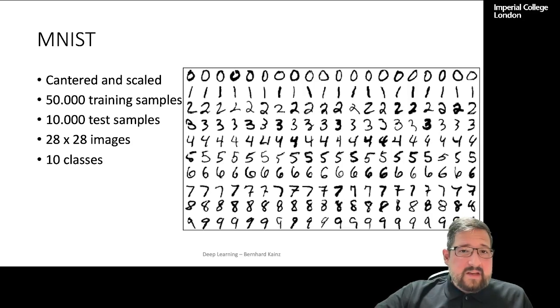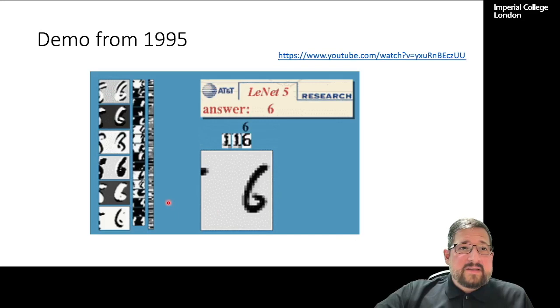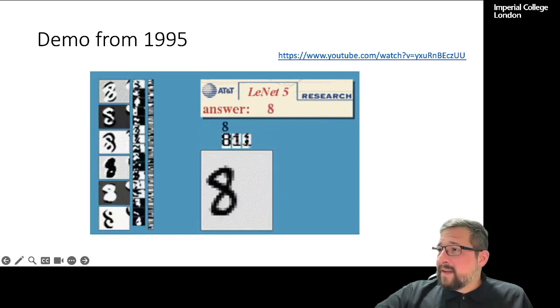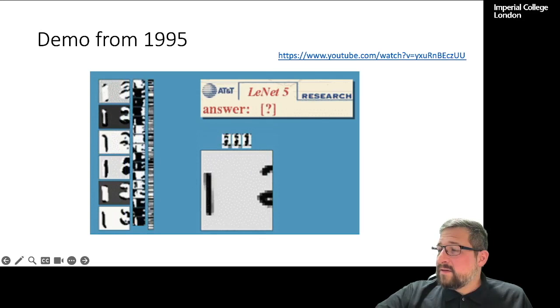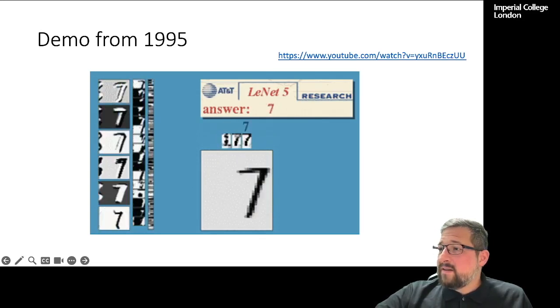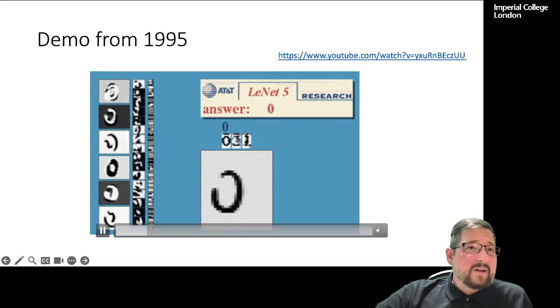And since it was first released, it continues to be a staple in the machine learning community. Now, this is the original demo from 1995. Let's see if it plays. This was truly amazing at the time, where the characters have been correctly identified.